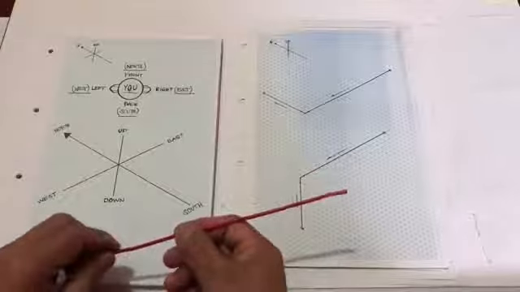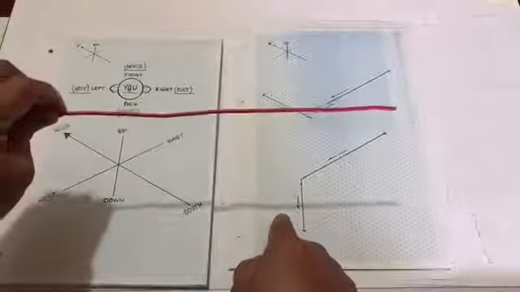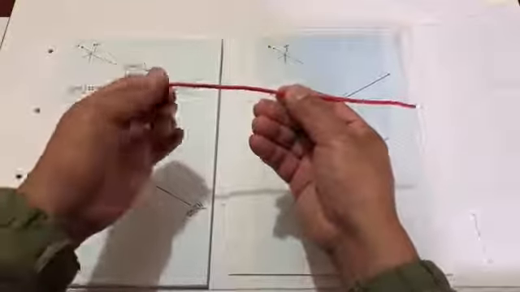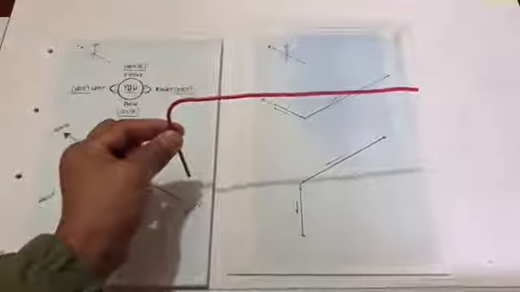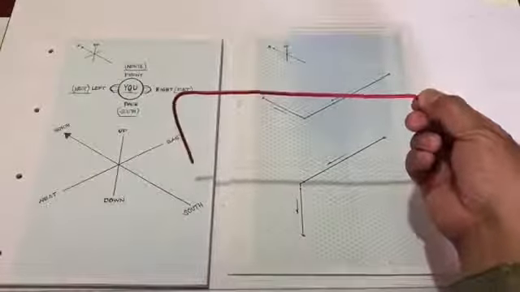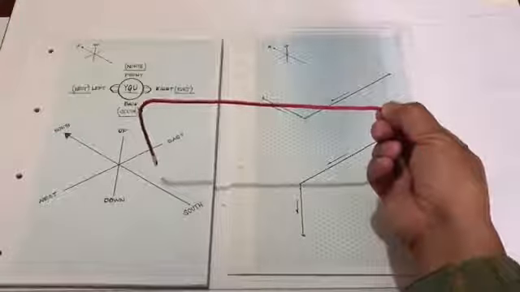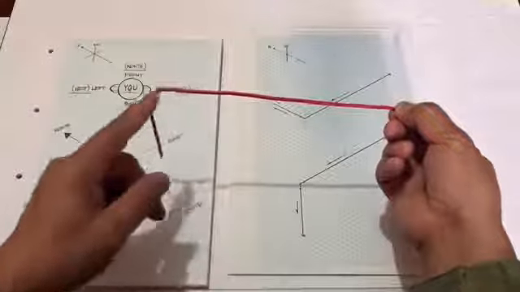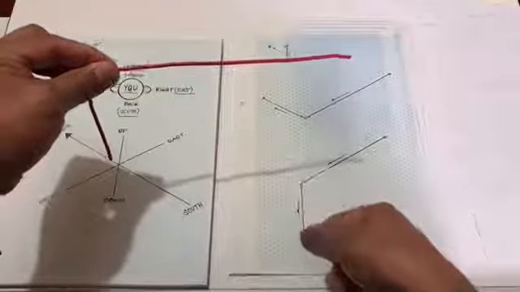From the east to the west, and it went down. So it reads that way. Okay? So east, west, down. East, west, down.